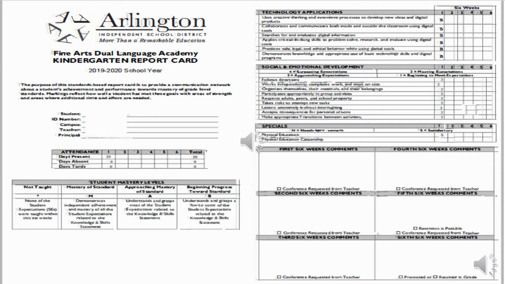Please make sure to reach out to your teachers if you have any questions, but be reassured that teachers will communicate with you if they see a specific area of concern or something that they believe that you should be helping your child or focusing on. Also on this page 1, you're going to see the technology, application, and the social emotional development. So that is all for page 1.